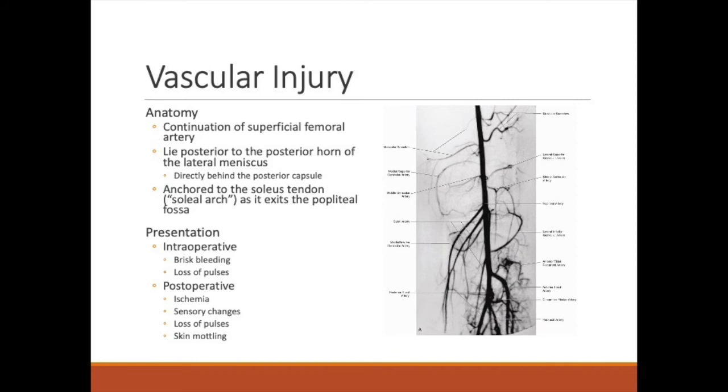Presentation intraoperatively usually will have brisk bleeding or loss of pulses distally, especially if you're using a tourniquet and you let the tourniquet down and all of a sudden there's significant blood formation and even pulsatile blood within the wound coming from centrally and posteriorly. And then post-operatively, it will present as ischemia, sensory changes, loss of pulses, or skin mottling or coolness.